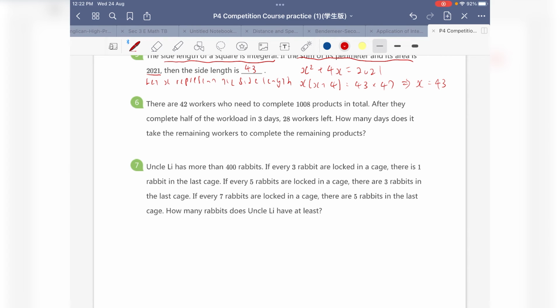So let's take a look at this question. A little bit about rates. There are 42 workers who need to complete 1,008 products in total. After they complete half the workload in 3 days, 28 workers left. How many days does it take for the remaining workers to complete the remaining products?